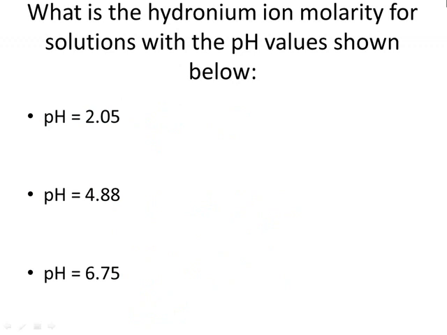What is the hydronium ion molarity for solutions with the pH values shown below? In this case, I'm starting with pH. And we know that 10 to the negative pH equals hydronium ion concentration. So I can say 10 to the negative 2.05, and that should equal my hydronium ion concentration. And this is 0.00316 molar.